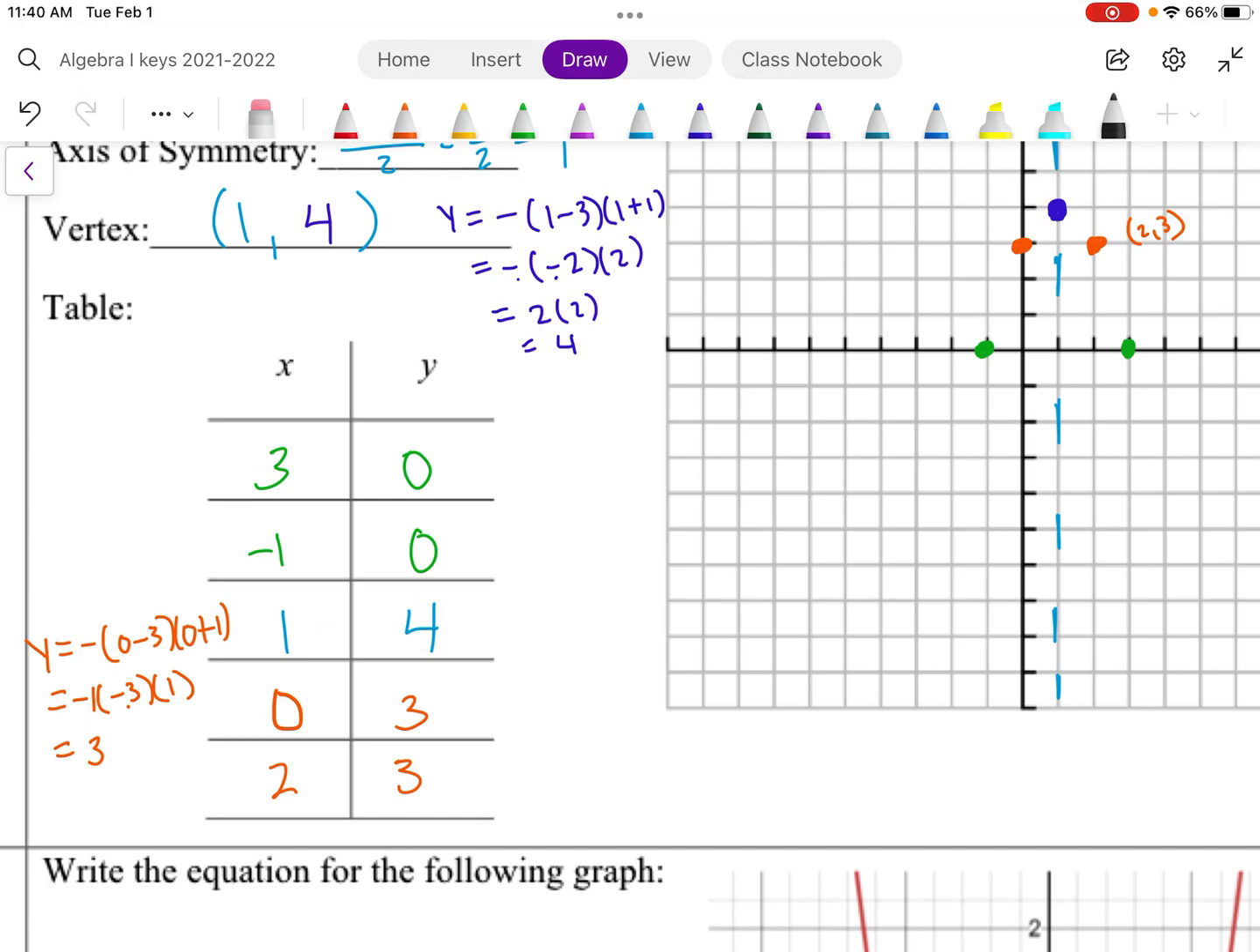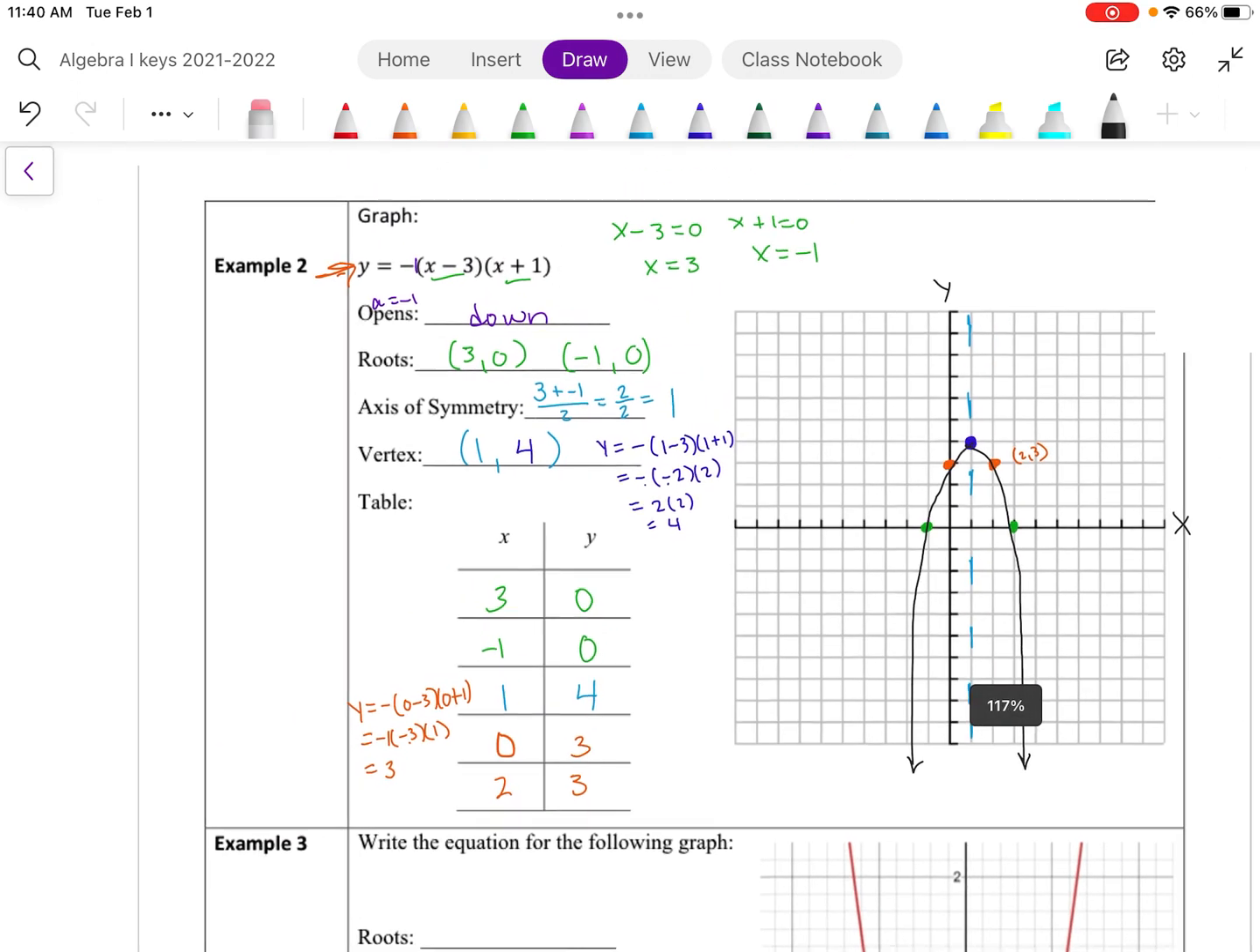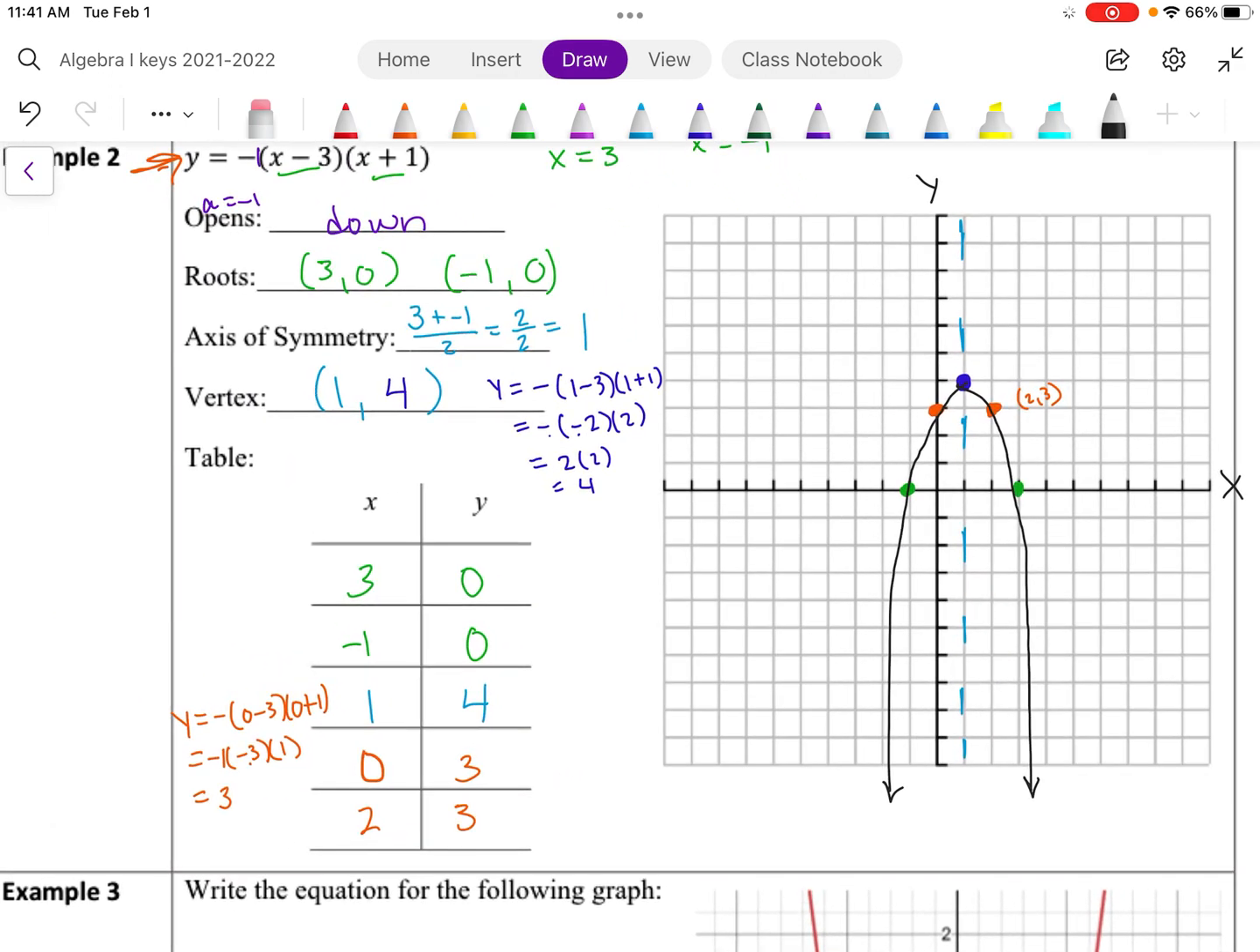So to finish this off, we're just going to connect our points. Here we go, and it's opening down. We have a maximum for our vertex, and it's opening down. And there is our graph. Make sure that you draw your arrows all the way to the bottom of your graph. Don't do any short ones. Don't end it like that. You have to go all the way to the bottom.